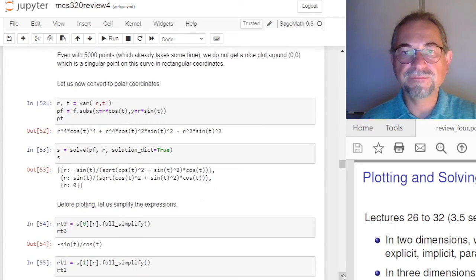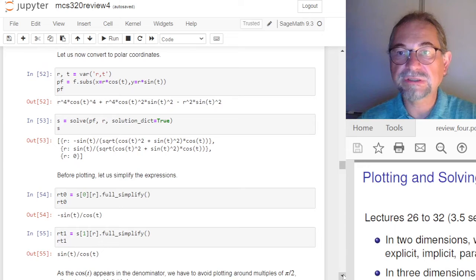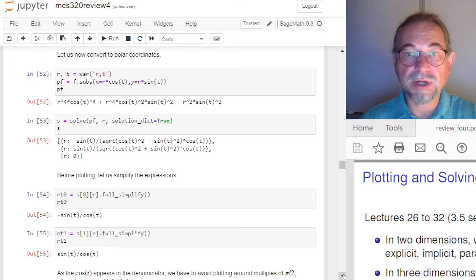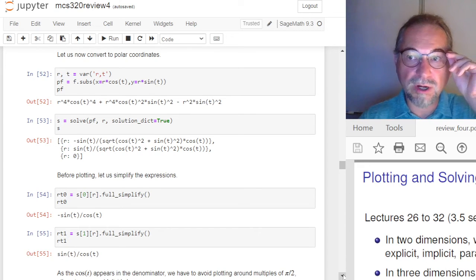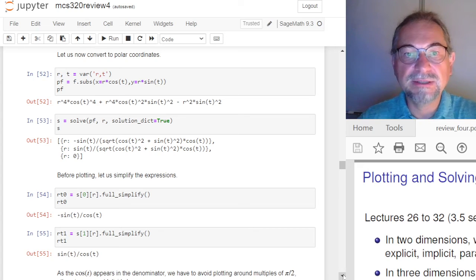Well, if we convert to polar coordinates, replace x by r times cosine t, y by r times sine t, then we can solve for r. And here you see the cosine square plus sine square getting in. And we know that this is 1, so you could manually substitute this, but you can ask Sage to do the trick, simplify, or you can do the full simplify.